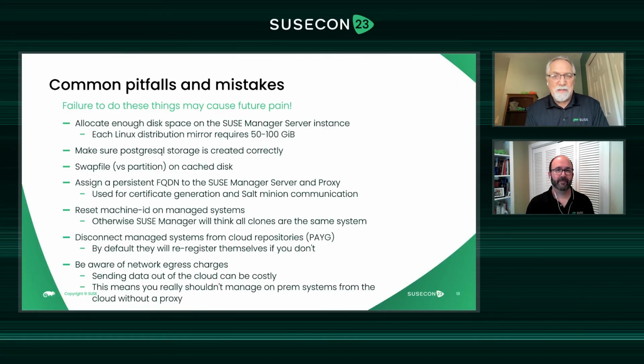I have a server with 2.6 terabytes right now of mirrored content. Make sure that PostgreSQL storage is created correctly, and that suma-storage script should run before PostgreSQL is installed, or you can rerun the PostgreSQL install if you add the storage after. There's a swap file that you can make on your cached disk. That is a useful thing. You can assign a persistent FQDN. You're going to have to do this for both the SUSE Manager server and the proxy.